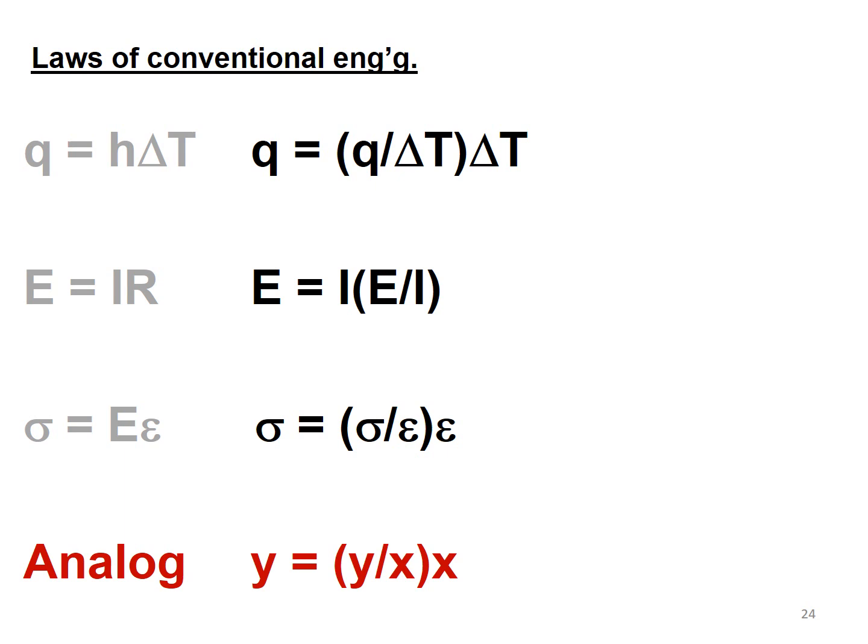Also note that the equation y equals y over x times x says two things. It says that y equals y, and it says if you want to calculate y, first calculate y over x, then multiply by x. That is exactly the methodology we used in the conventional engineering solution of the example problem. We wanted to calculate the heat flux, so we calculated the ratio of heat flux to overall temperature difference, then we multiplied by the overall temperature difference.